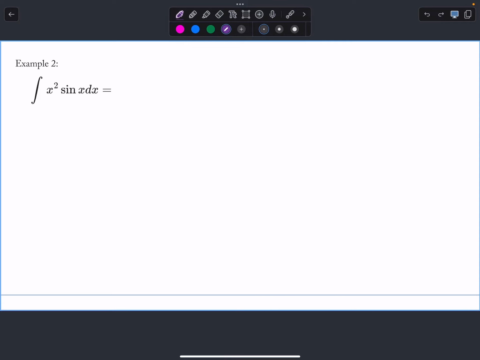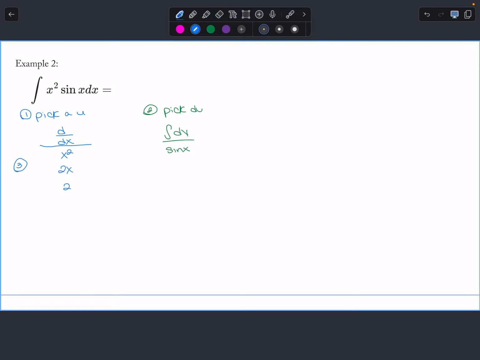Okay. Step 1. Pick u. So on a d dx side, on a derivative side. So out of x squared and sine of x, which one am I going to choose? X squared. What am I left with? I'm left with sine. That's step 2. Step 3. Take the derivative enough times to eventually give me a big goose egg. So 2x, 2, 0.